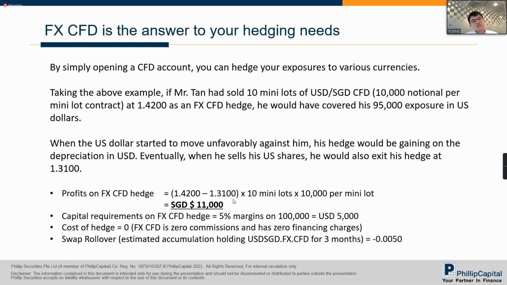So when the US dollar started to move unfavorably against him, his hedge would be gaining on the depreciation in the US dollar. Eventually, when he sells his US shares, he would also exit his hedge at 1.31. So the profit on the FX CFD hedge is 1.42 minus 1.31, times 10 mini lots, times 10,000 per mini lot. So the profit is about 11,000 Singapore dollars.